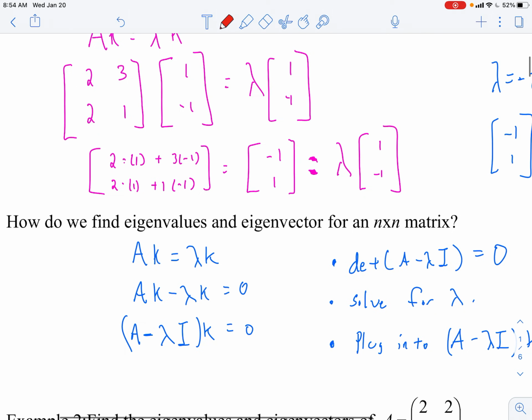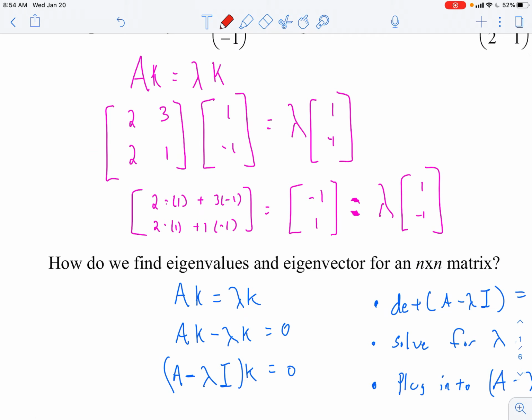And then we're going to just put that into AK equals lambda K. Now, on the left-hand side, we're going to go ahead and multiply. We're going to multiply our 2 by 2 times a 2 by 1. So when we do that, we should get a 2 by 1. So we multiply 2 times 1, 3 times -1, add them, and we get -1. And then to do the second row, we're going to do 2 times 1 and get 2, and 1 times -1, we get -1. 2 minus 1 gives us that 1 right there. So all I did to get this is I multiplied AK. And there's the work for that.